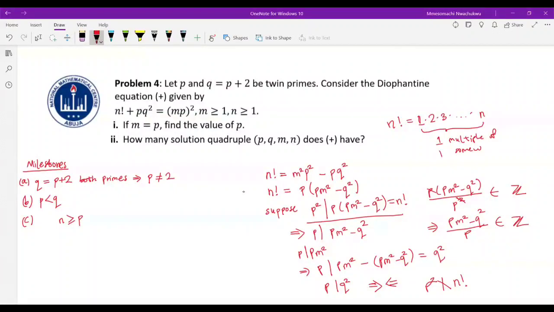Let me write this, my p. So it means 2p is not here. 2p cannot find itself there. So it means that 2p is greater than n. So take note of this, very, very important. I'll just erase this and then we go to the next fact that we need to prove.